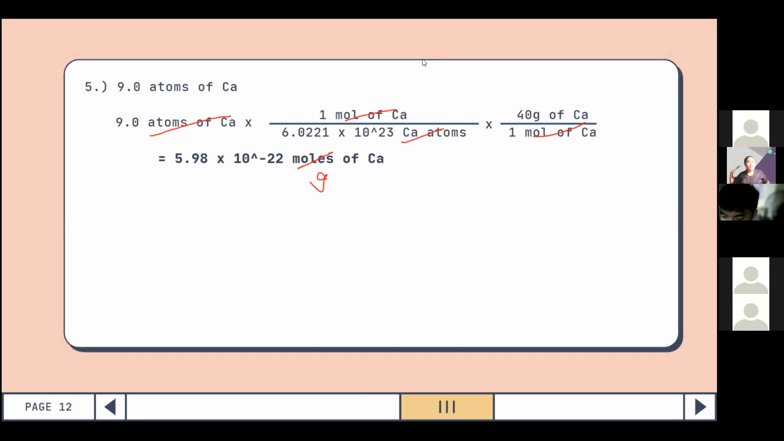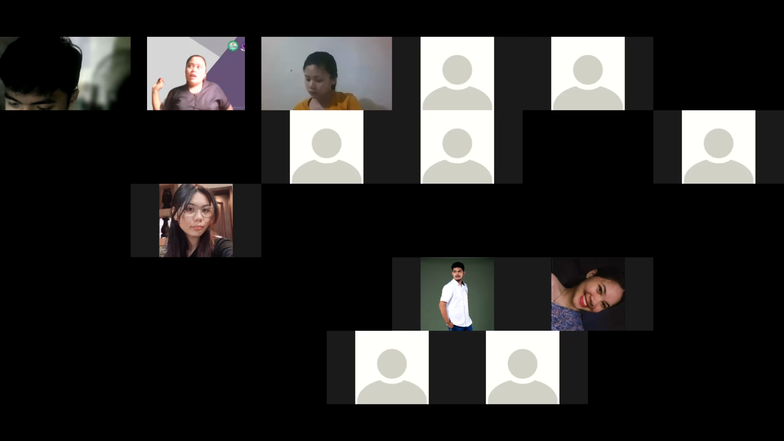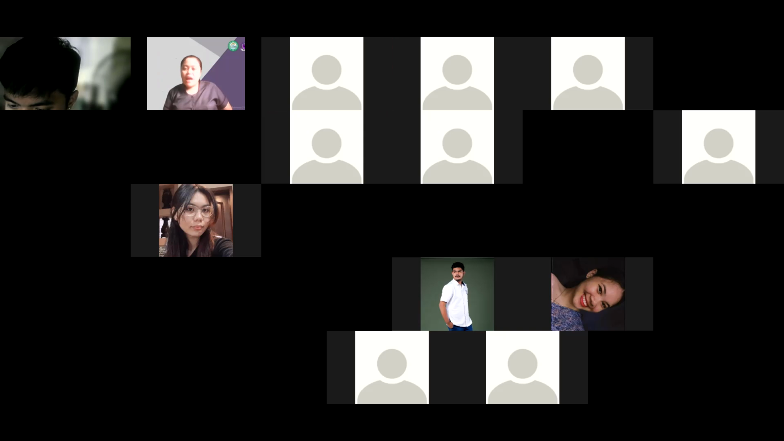So again, if you're just looking for the number of moles, directly multiply the number of atoms to our conversion factor. 1 mole is equivalent to 6.0221 times 10 raised to the power of 23 atoms. But if you're asked to get the number of grams, multiply it also to the atomic weight of the element.